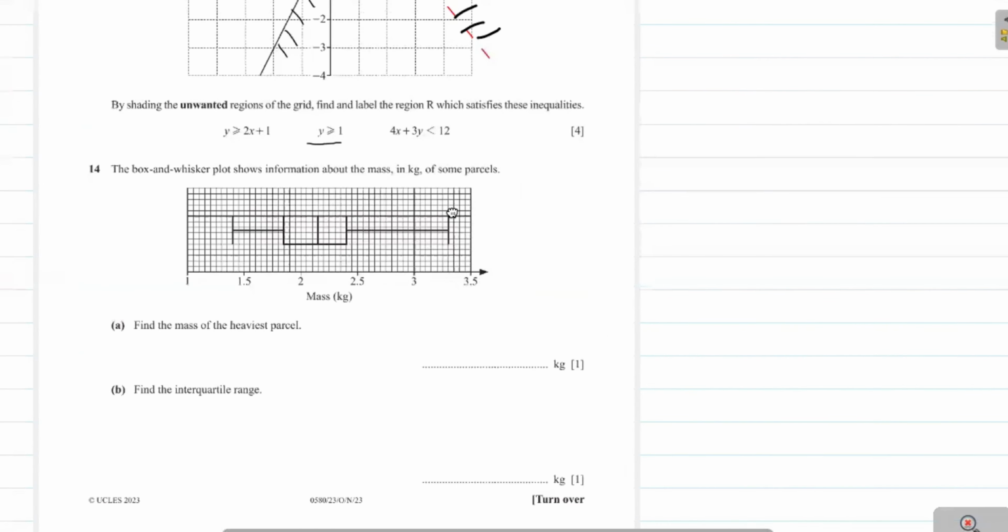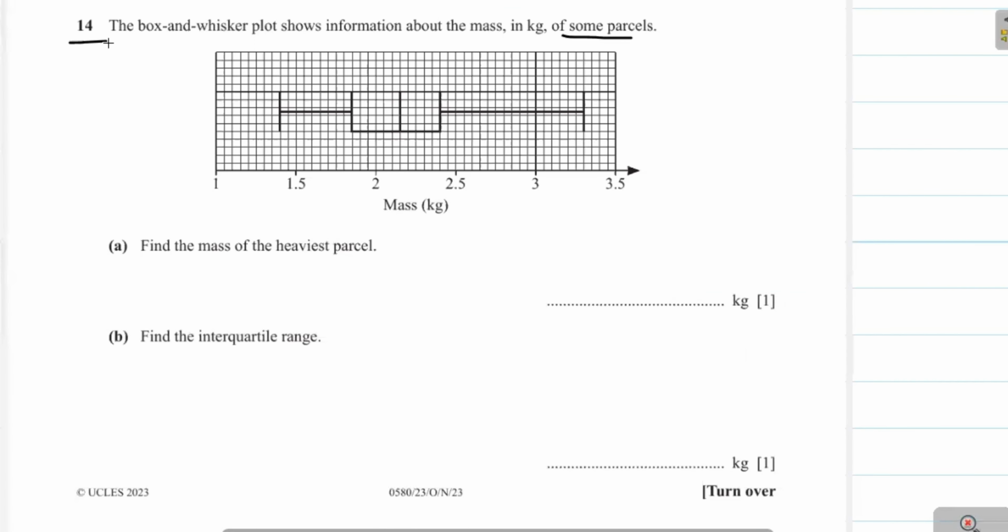Now we move to question number 14. Question 14: the box and whisker plot shows information about the mass of some parcels. Find the mass of the heaviest parcel. You see here, this value is the largest value. And you see here the two small squares equal 2.1 kg. Therefore, this value here would be 3.3. 3.1, 3.2, 3.3, and 3.3 kg is the answer.